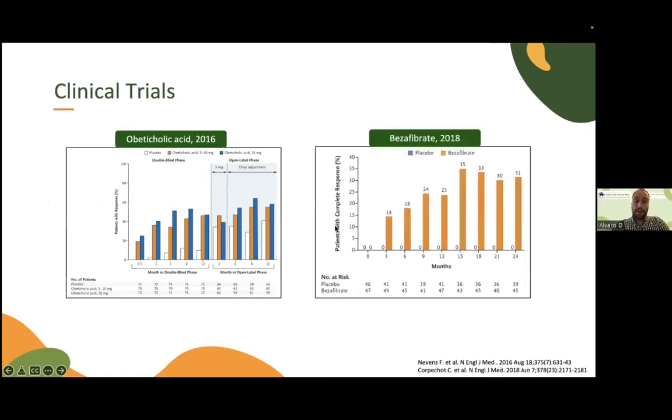In fact, we have obeticholic acid and bezafibrate available as second-line drugs thanks to clinical trials. Obeticholic acid was proven to be effective in a phase 3 clinical trial published in 2016, and the same was true for bezafibrate in 2018. We have these two drugs available thanks to clinical trials. It's important to know that clinical trials are the way that the discovery of new drugs works. If we didn't have clinical trials, we could not test the effectiveness of new drugs for treating not only PBC patients, but also patients with other diseases.